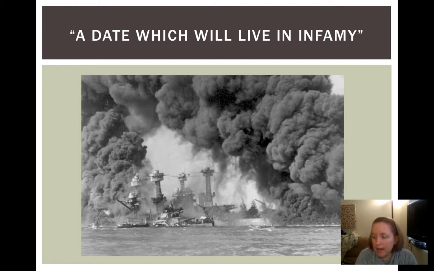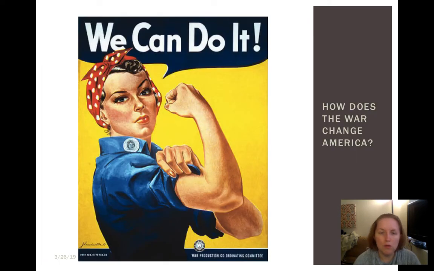Japan had attacked the United States, and this really kind of solves Roosevelt's dilemma of how to get America involved in World War II without risking alienating those who are still kind of isolationist or on the fence. After Pearl Harbor, nearly everybody is in favor of fighting. We have to go to war at this point. So that brings us to, how does the war change America?